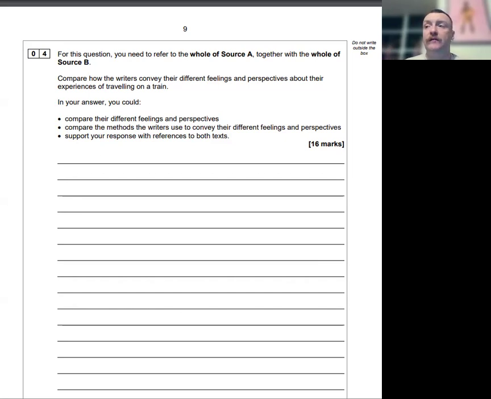So again, like we have done in question 2, make sure that you are signposting where you're getting the information from. Is it source A? Is it source B? You've got to be really clear. If you're confusing the examiner, if and when they are marking the exams, they've got a lot to get through. They haven't got time to be decoding things. So make sure you make it easy for them. You want to get the marks, don't you?